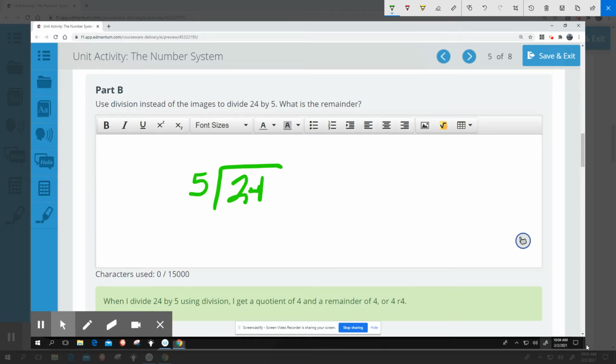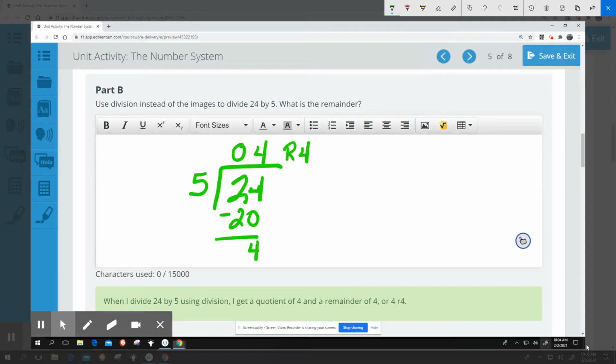Go ahead and do that, Natalie. Okay, so it won't go into 2. It goes into 24 4 times. What do I do next? So 4 times 5 is 20. And then I'm subtracting. 24 minus 20 is? So I have 4, remainder 4.